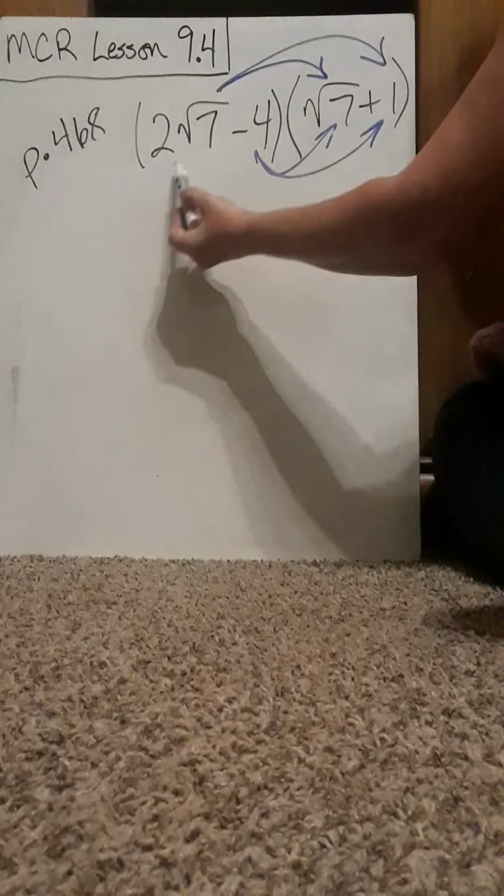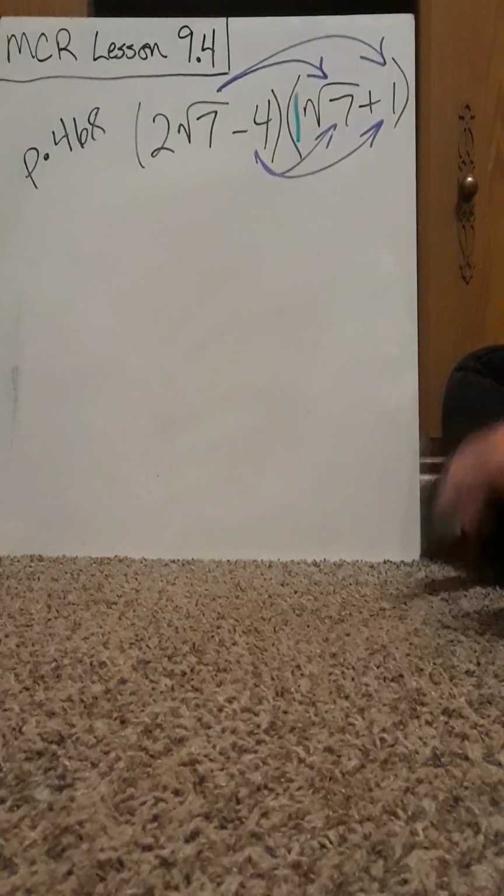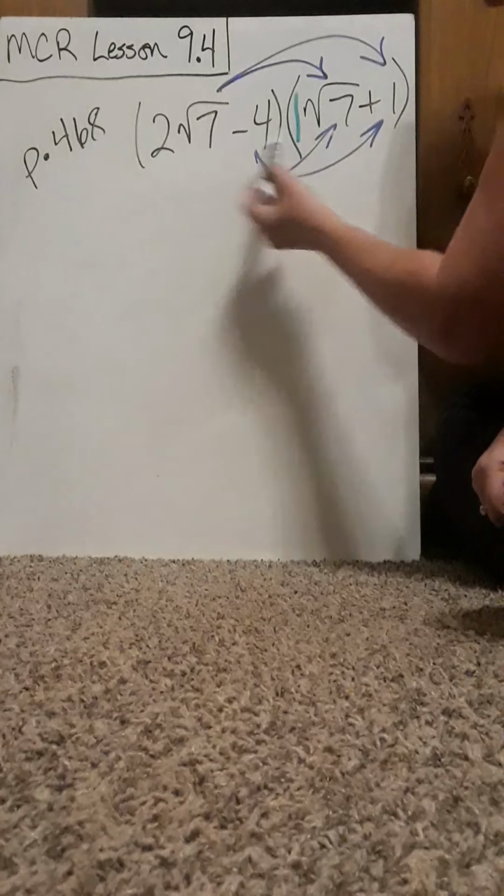Start with first times first. 2 radical 7 times radical 7. If that confuses you, here's one way that you can think of it. Remember that radicals have imaginary 1s in front of them, just like x's do. So multiply the like parts. 2 times 1 is 2. And radical 7 times radical 7 is just radical 49. They have the same root, so you just multiply the numbers underneath. Okay? That's your first times first.